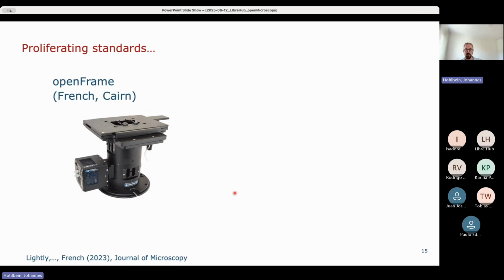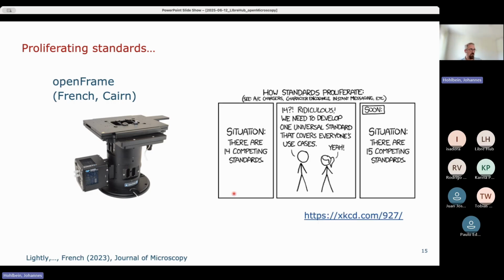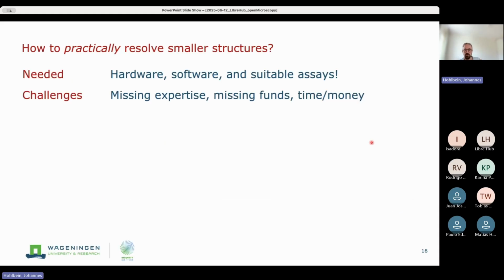Very nice system. Brings us to the question of proliferating standards. I always like to show that XKCD comic. So the situation: we have 14 competing standards. Someone comes and says, oh, that's completely ridiculous. We should start one standard that combines everything, so that we can get rid of all those implementations. And then soon we have 15 competing standards. So in a way, I don't see that as a problem, because choice is technically good for everyone.